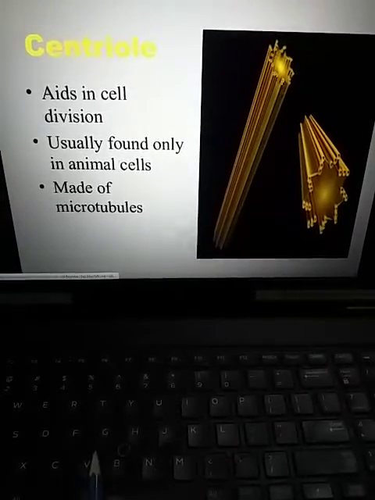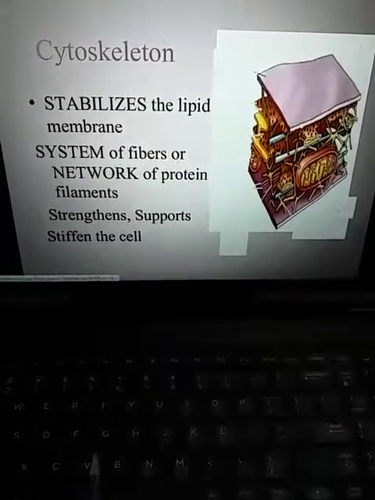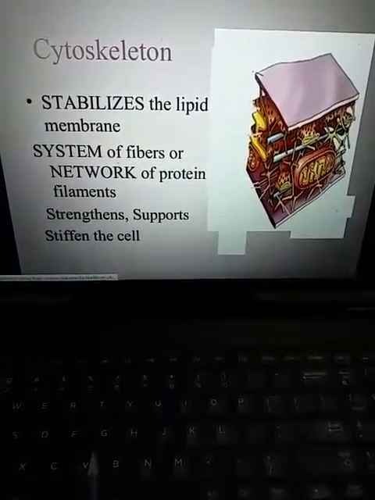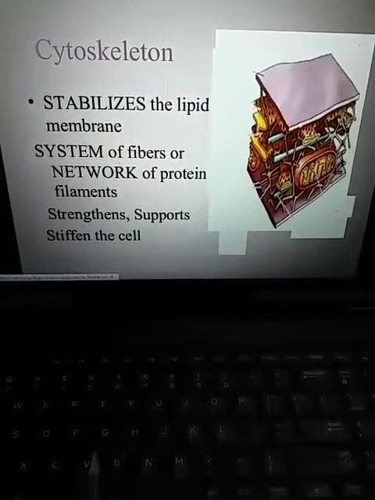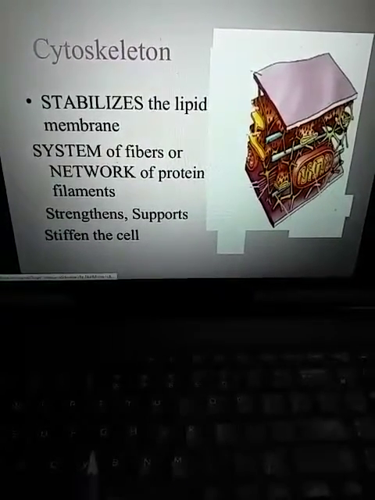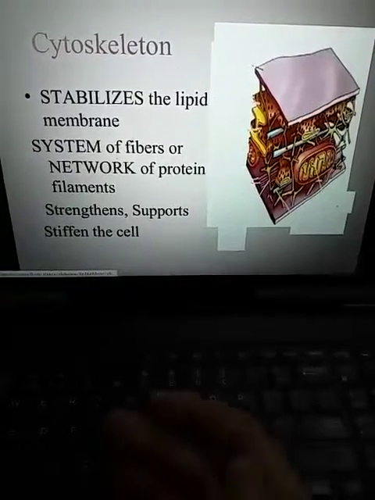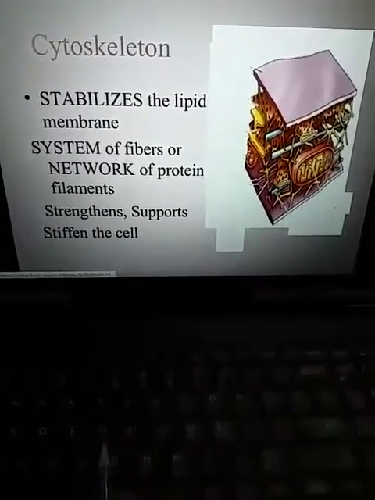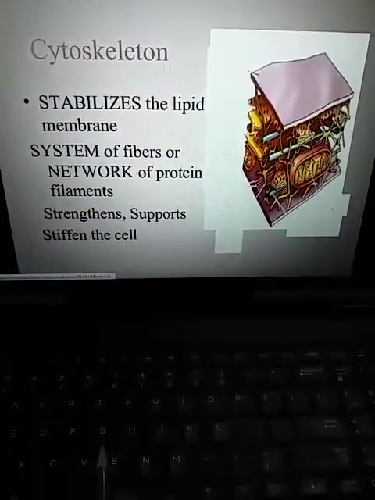That is made up of microtubules. And what is the function of the cytoskeleton? They stabilize the lipid membrane system of fibers or the networks of the protein filament. They strengthen, support and stiffen the cell. So you can say this is forming the internal skeleton of the cell, which is necessary for shaping the cell.